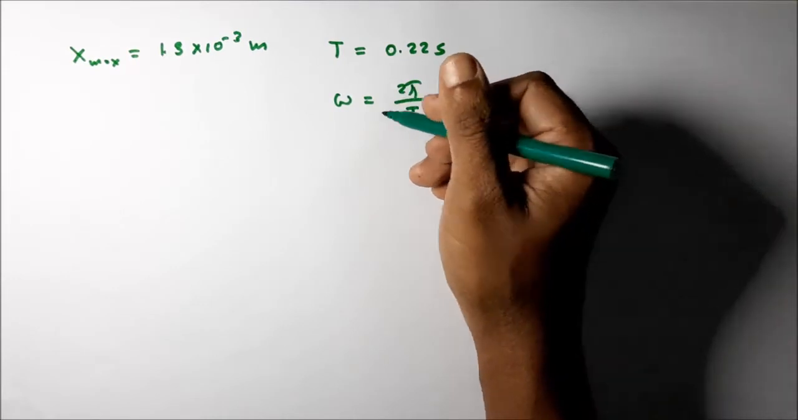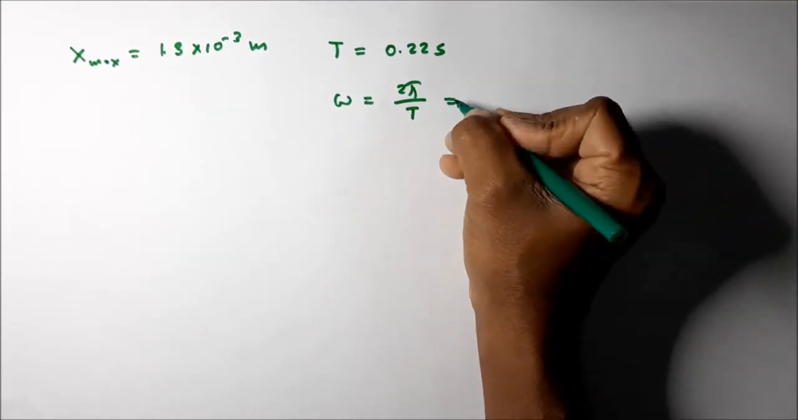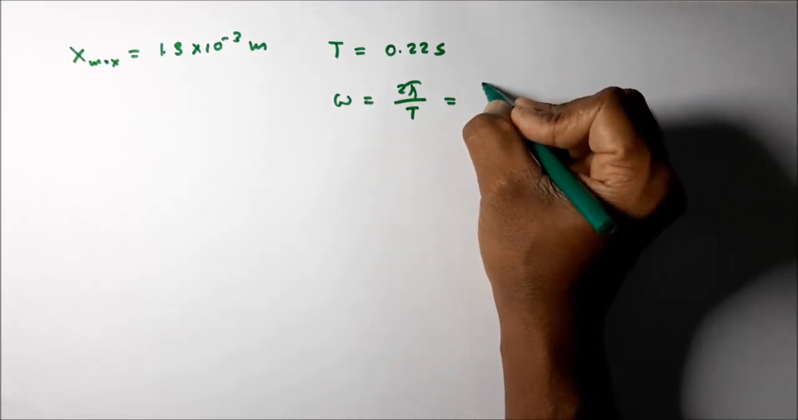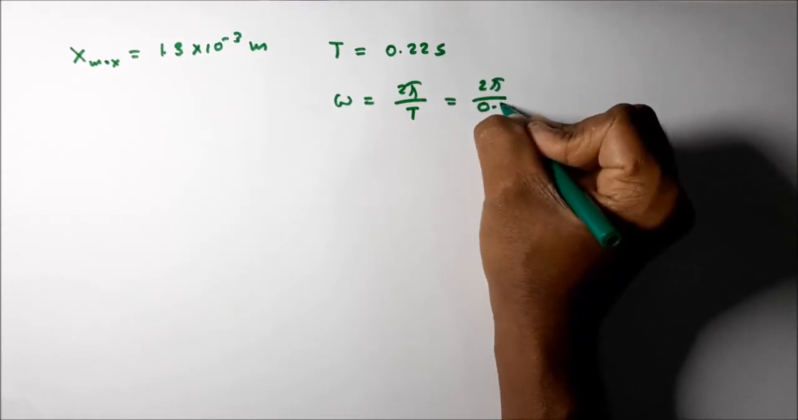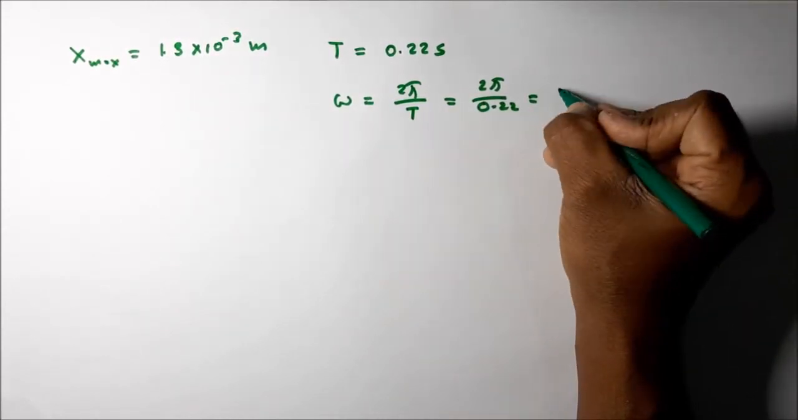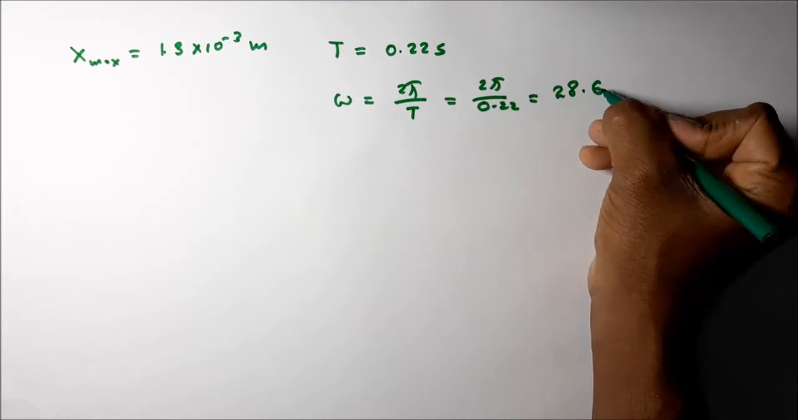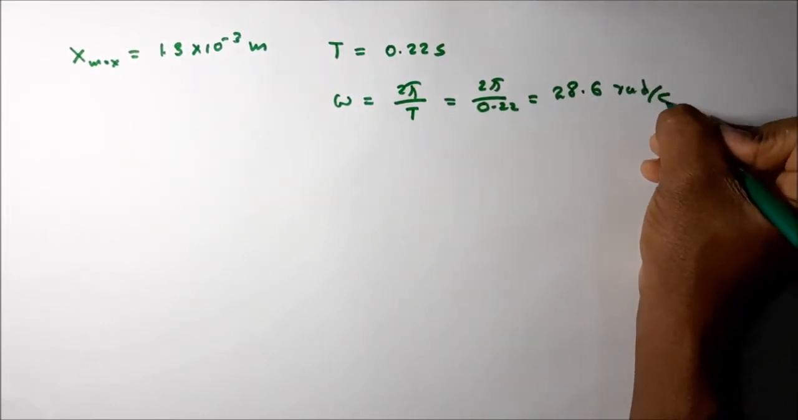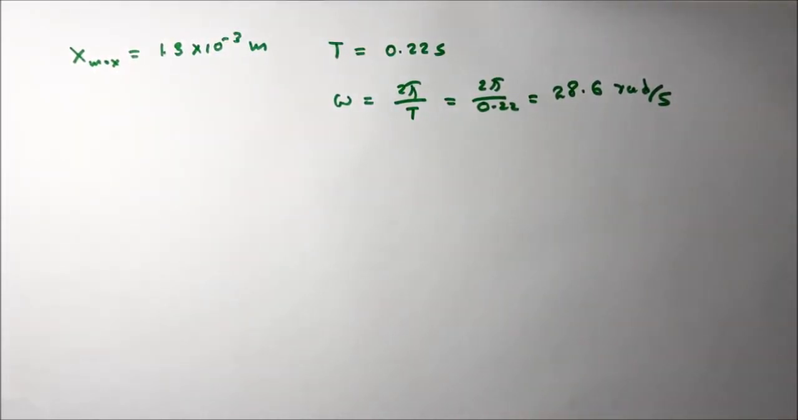Then that is equal to 25 divided by 0.22, that is equal to 28.6 radians per second. Okay, 28.6 radians per second.